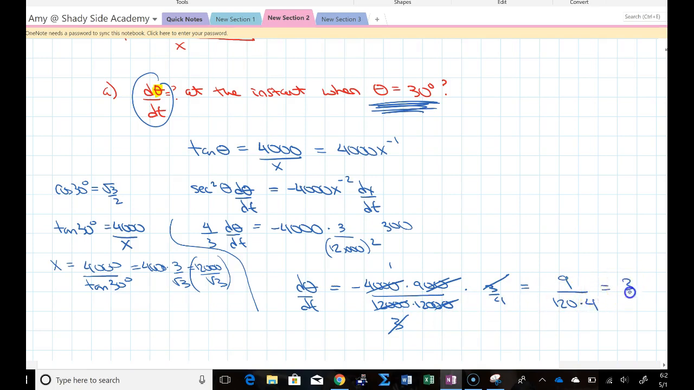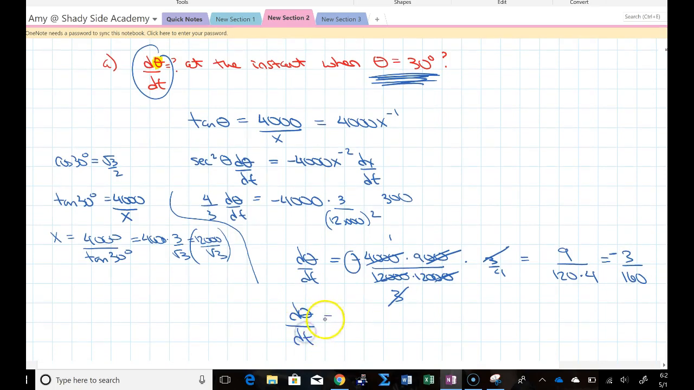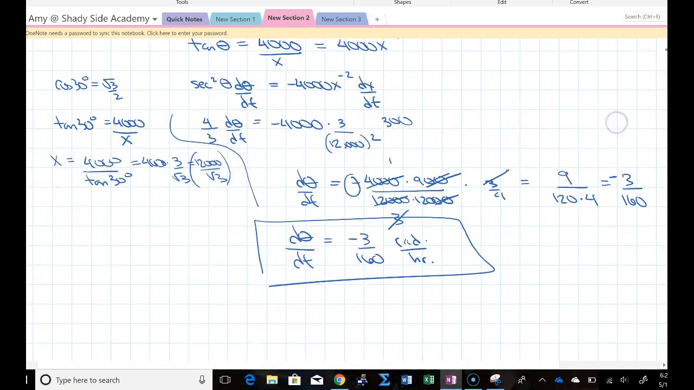3 goes into 3, 3 into 40, 40 times 4 is 160. Can't forget the negative. Look at that. d theta by dt equals negative 3/160 radians per, what's the independent variable, time? Radians per hour. Look at that. That was fantastic. Okay, I think it's good.